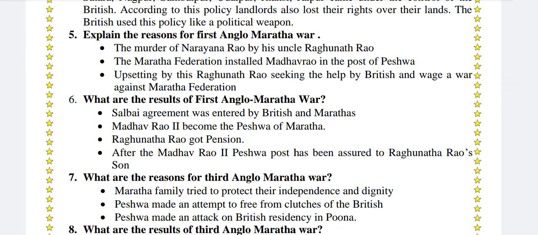What are the results of the First Anglo-Maratha War? The Salbai Agreement was entered into by the British and Marathas. Madhav Rao II became the Peshwa of the Marathas. Raghunath Rao got a pension. After Madhav Rao II, the Peshwa post was assured to Raghunath Rao's son.